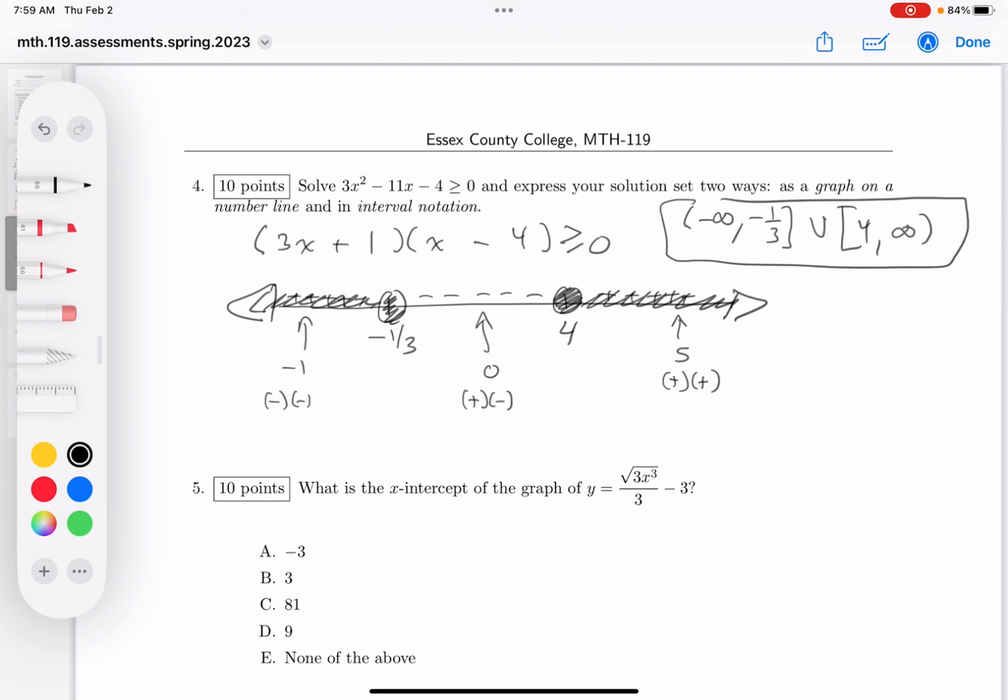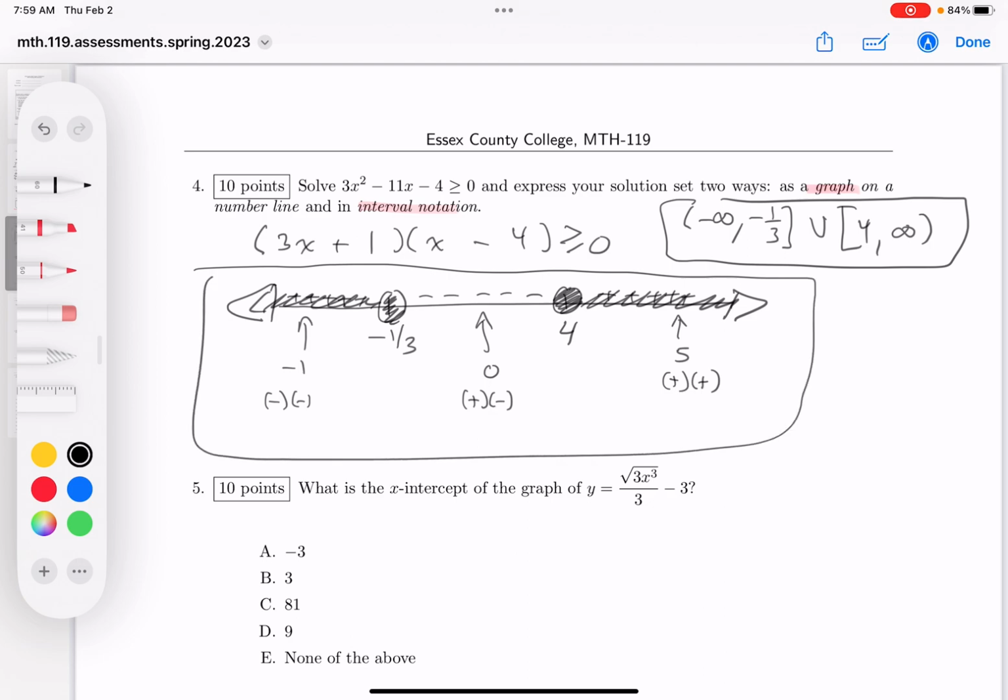So there's two ways. I'm going to put this down. A graph and a number line. I did that. An interval. I did that as well. If you want to box the graph, you can. And we're done. Move on to the next question.